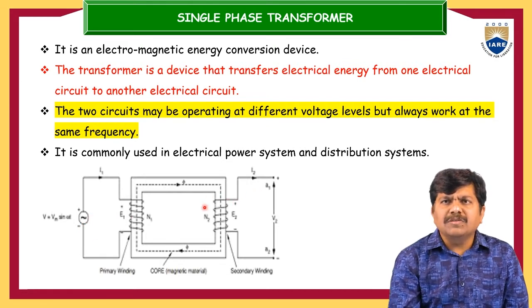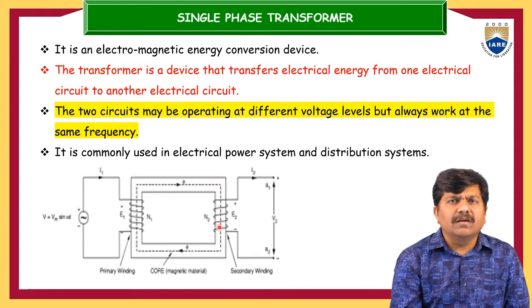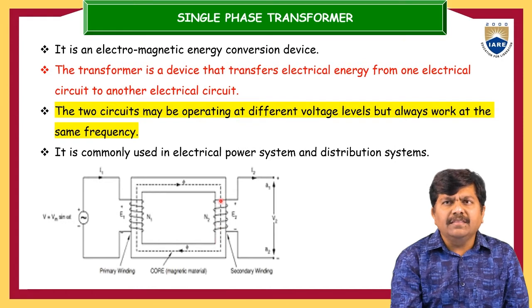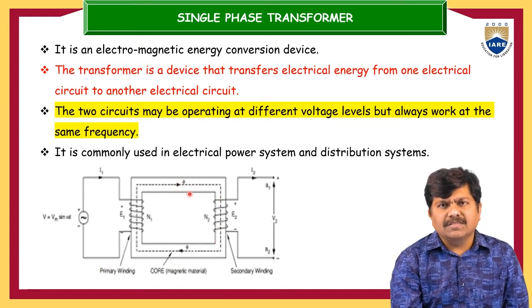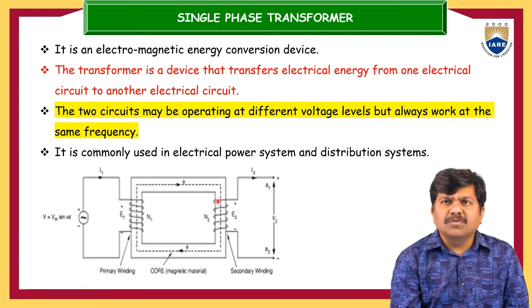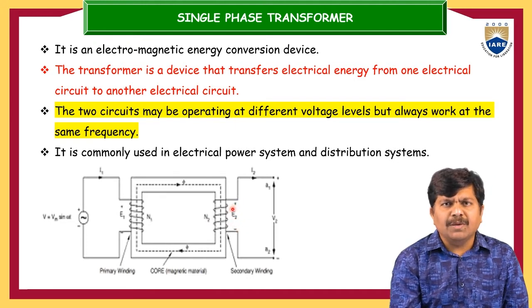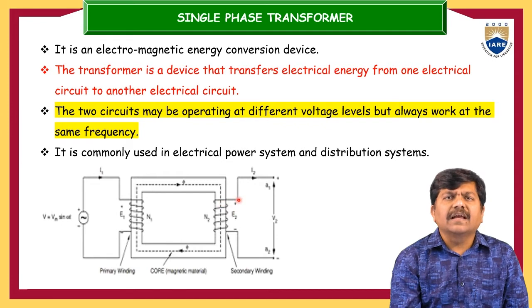Now here, if you observe, this time varying flux is passing through the N2 turns. Whenever this time varying magnetic field passes through a number of turns, automatically there will be an induced EMF. That induced EMF, E2, is what we can observe across the secondary winding. The reason for this is simply the time varying flux.